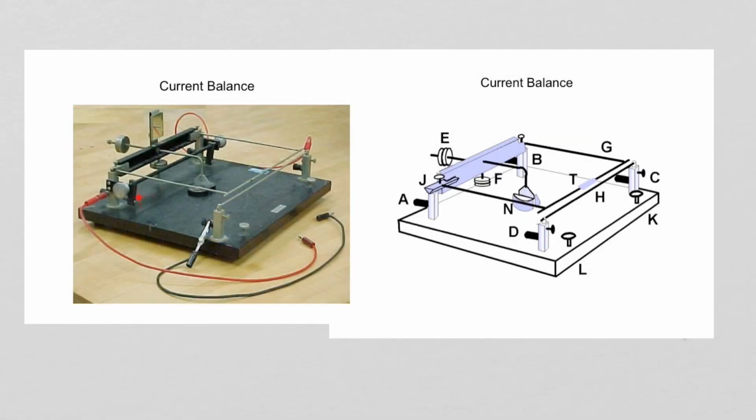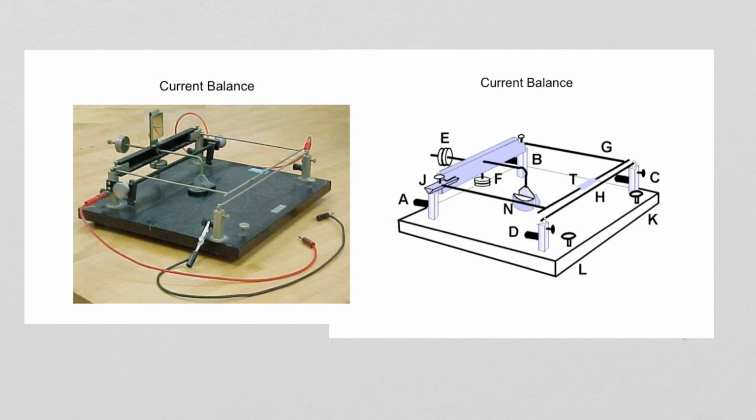Here we have a current balance. A current balance can be used to measure the force between two current-carrying conductors, and it can also be used as an ammeter. It was one of the first ammeters. Here's a schematic of the current balance.